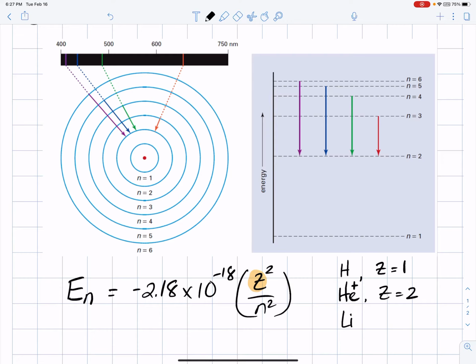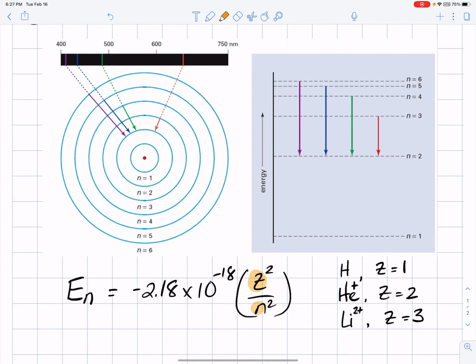Lithium usually has 3 electrons. It's the third element on the periodic table. But if you take away 2 of the 3 electrons, so now it's 2+, it's lost 2 electrons, it'll have 1 electron left. And you could now use Bohr's energy equation to describe that 1 electron that's remaining. Lithium is the third element, so Z would be 3 in that situation. So depending on which element or ion you're dealing with, Z would be 1, 2, 3, or we could even keep going.